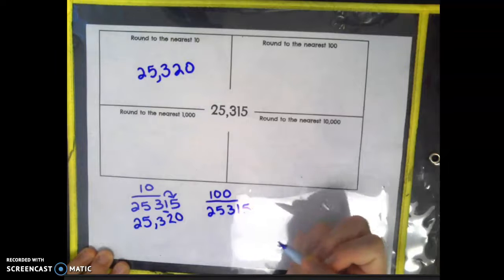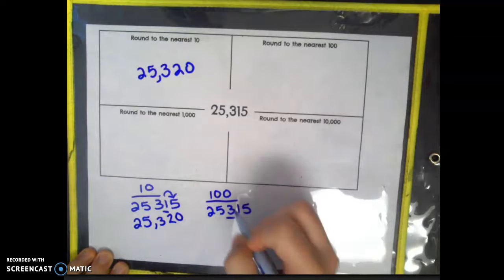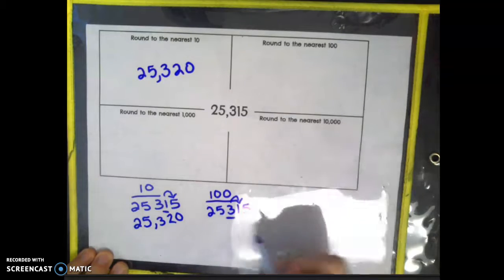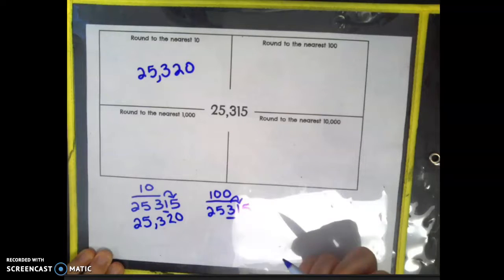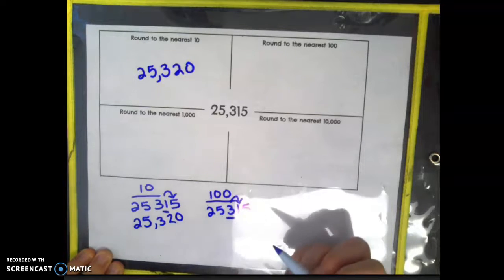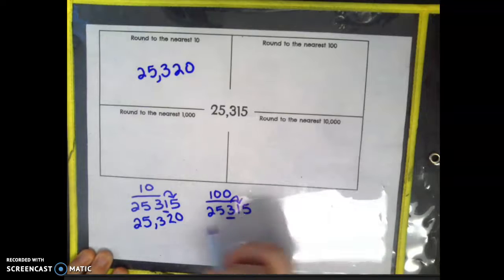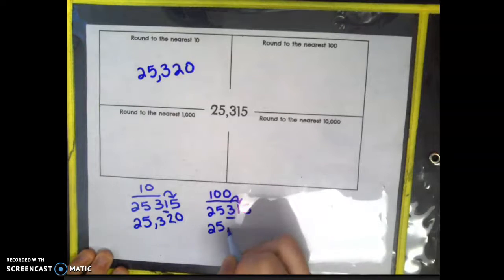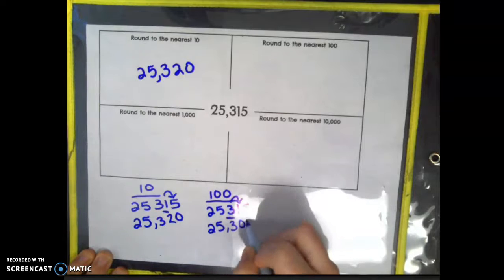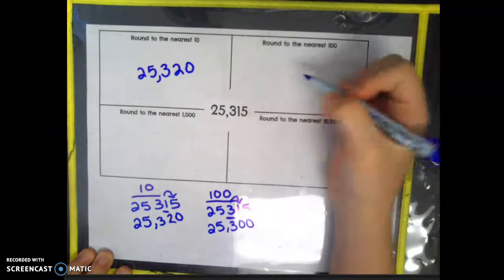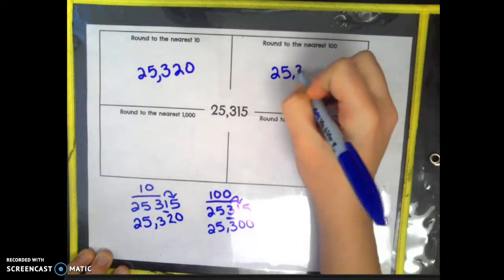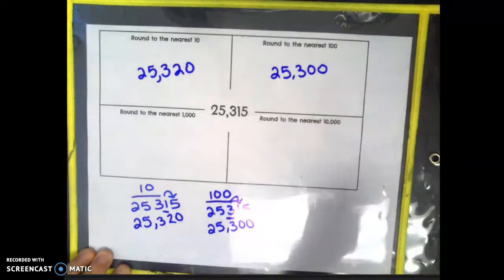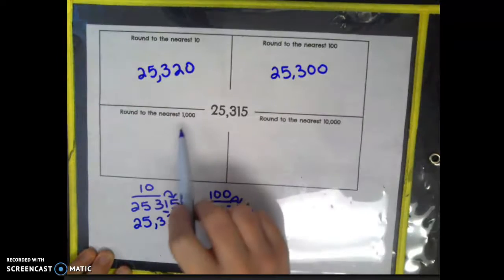25,315. So since we are rounding to the nearest hundreds place, we go next door, and 4 or less, let it rest. 5 or more, up the score. So since 1 is less than 4, we're going to round down. So our new number would be 25,300. So you would go to your hundreds box and you would write 25,300. Now we are going to round to the nearest thousands place.